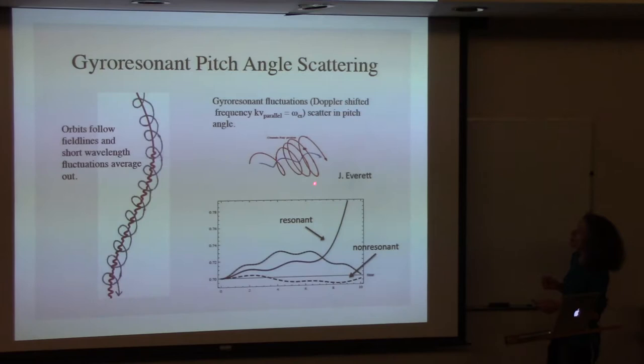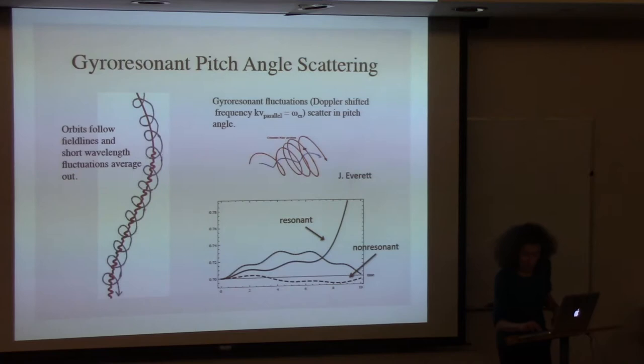And so mathematically, the condition is that the Doppler shift in frequency that the particle sees, which is the wave number along the field times its parallel velocity, should be equal to the relativistic gyro resonance. So a fluctuation k and a particle with a v parallel and an omega that meet these conditions will have a strong interaction.